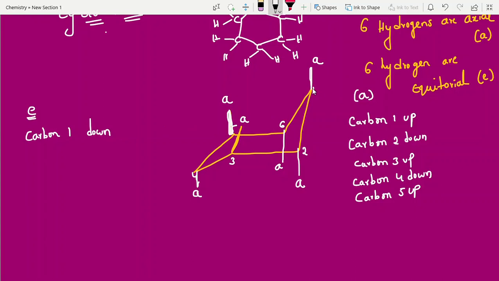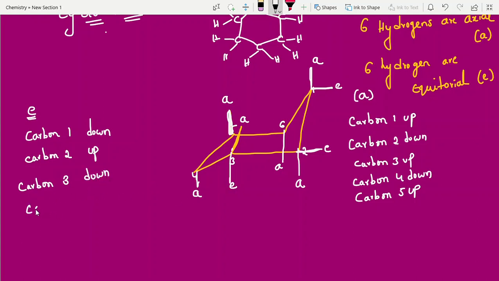This is down. Down means we are writing side. Side. This is equatorial. Carbon 2, what happened? Up. Means you can write like this. Okay. Now carbon 2 up. Next carbon 3. Carbon 3. You can see this is up you have written. No? This is down you can write. So carbon 3 down.